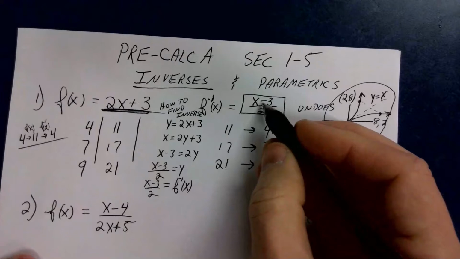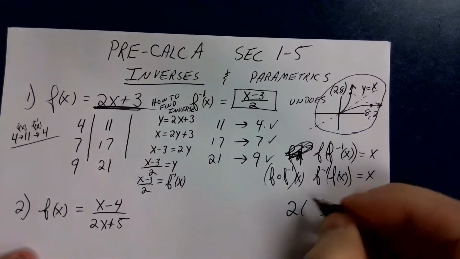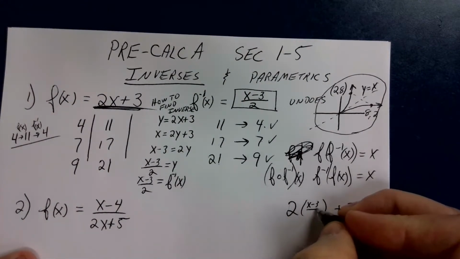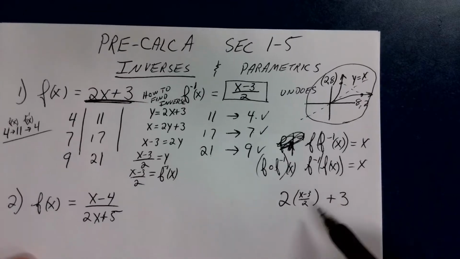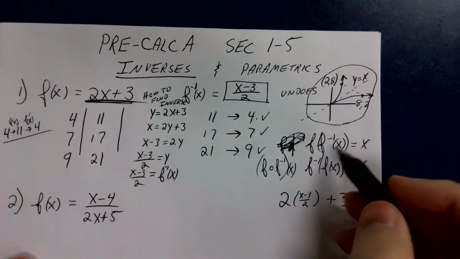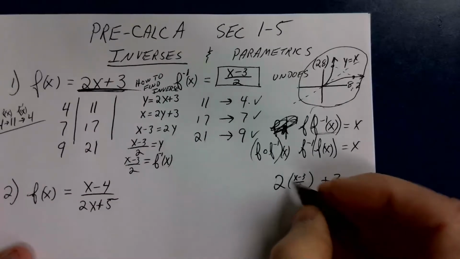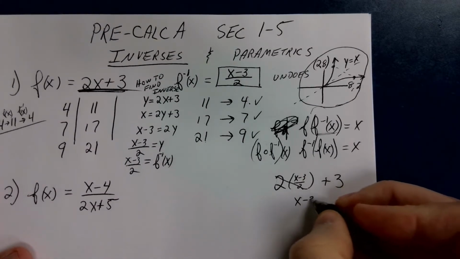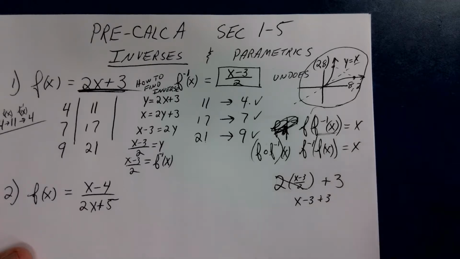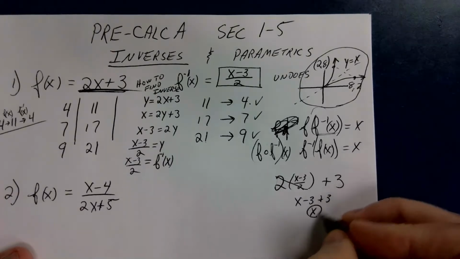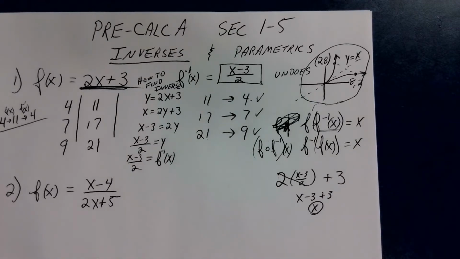And I'm going to shove f inverse into that. So I'm going to plug that into (x minus 3) over 2. I'm going to take f inverse and plug it into f of x. So you can see that this 2 kills this 2, and I get x minus 3 plus 3, and I get x. Sweet. If I get all the way back down to x, that means that everything undid itself.